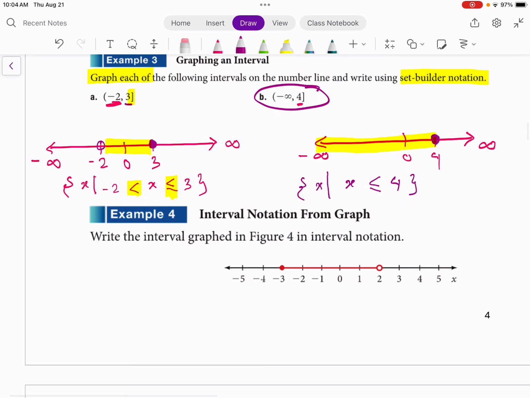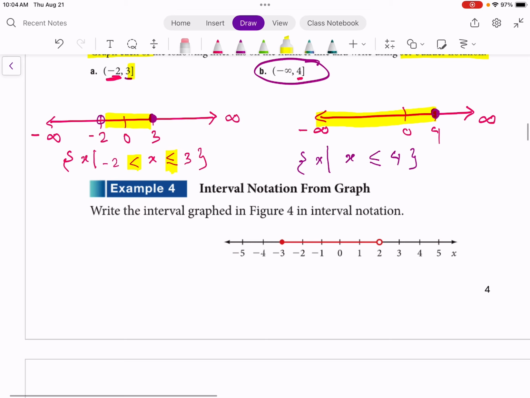Next, here we have a graph and we need to write an interval. So we have a number line here.